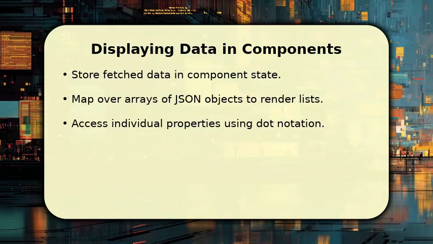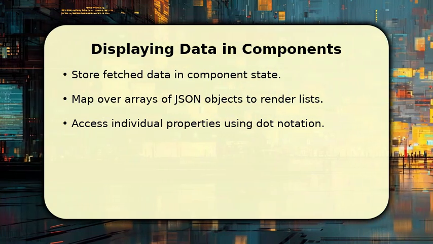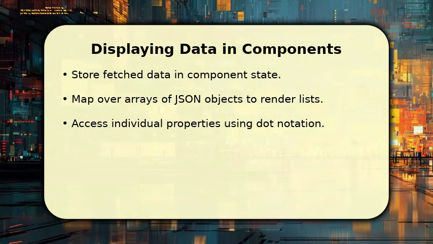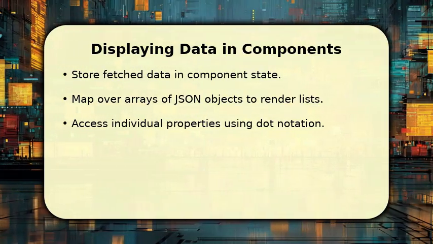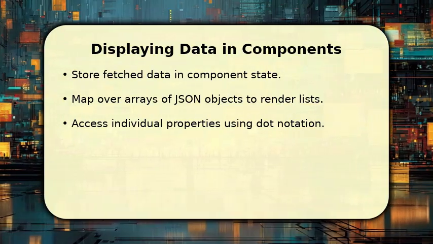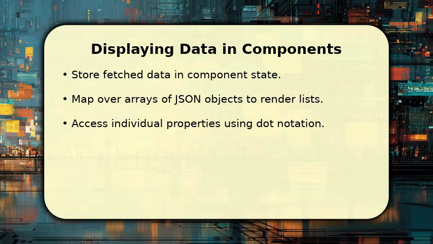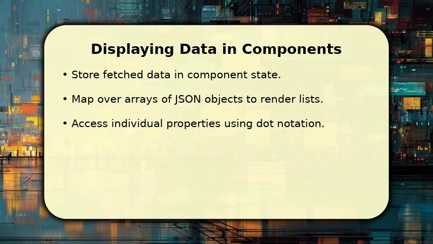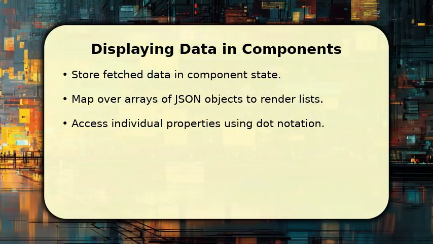Once you have successfully fetched your JSON data, the next step is to store it within your React component state. This allows your component to re-render automatically when the data becomes available. For displaying lists of items, you will often map over an array of JSON objects, rendering a distinct component for each item. Access individual data points using simple dot notation, like item.name or item.description, to populate your UI.